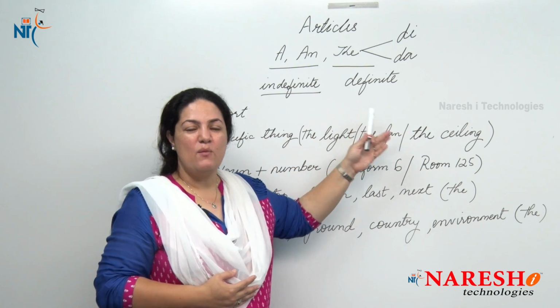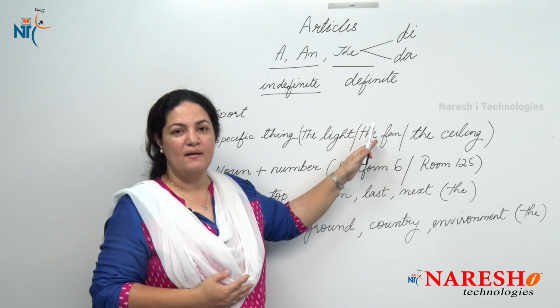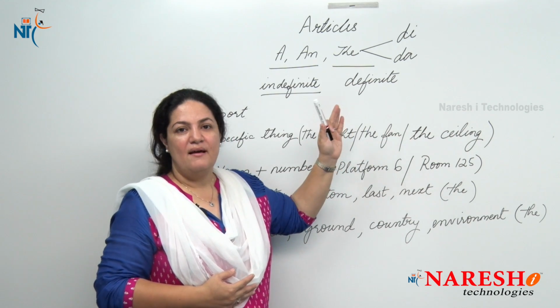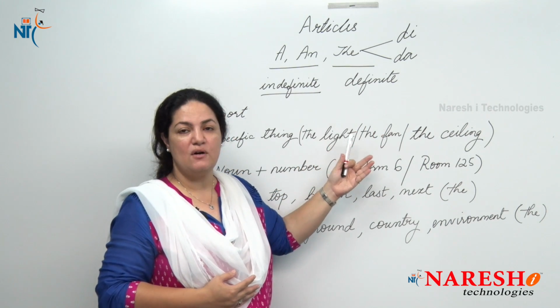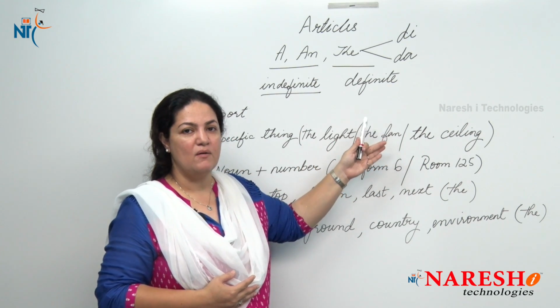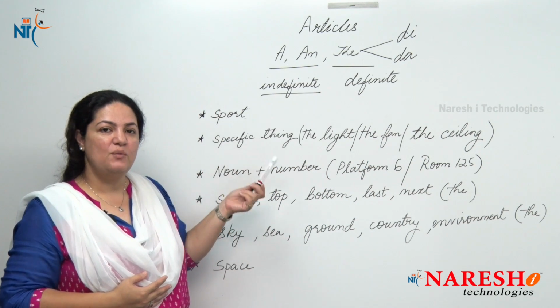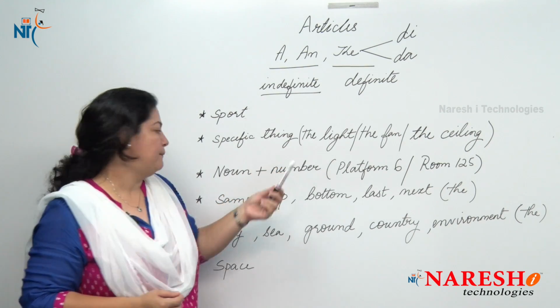Same way, we have only one fan in a room. So can you switch off the fan or can you switch on the fan? So I am talking about a definite fan. Now here there is some carving on the ceiling. Now I know which ceiling I am talking about. You know which ceiling I am talking about. So when we are talking about specific things which the speaker as well as the listener knows, then we use the definite article the before it.